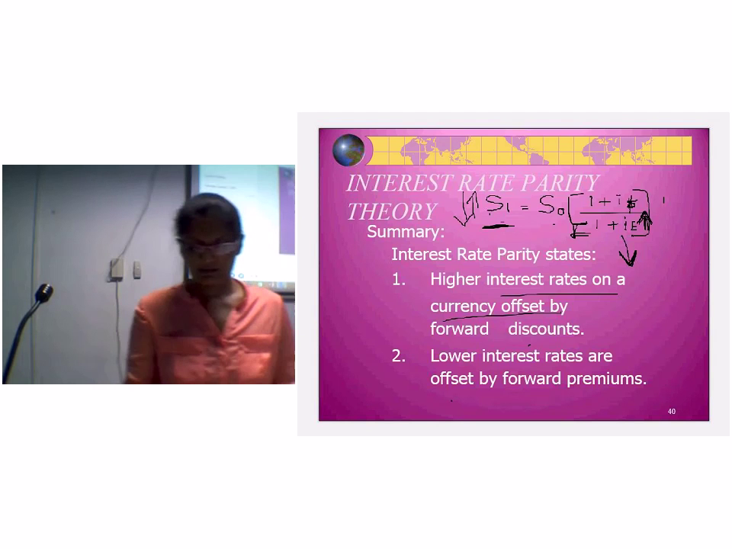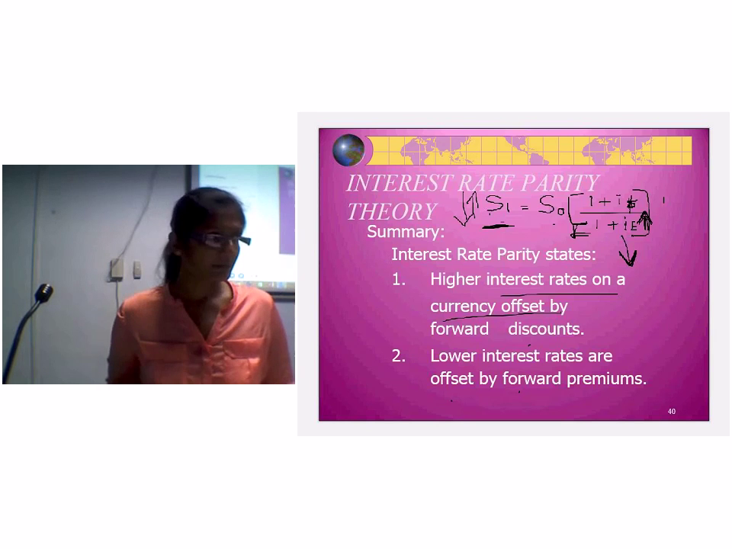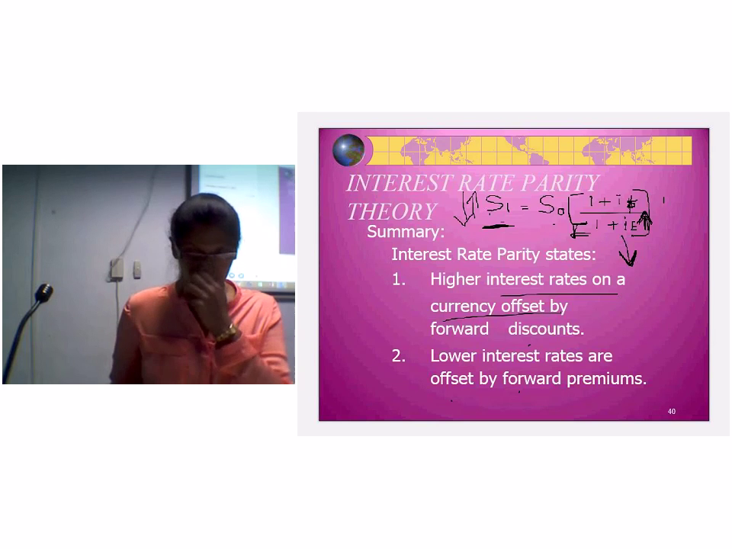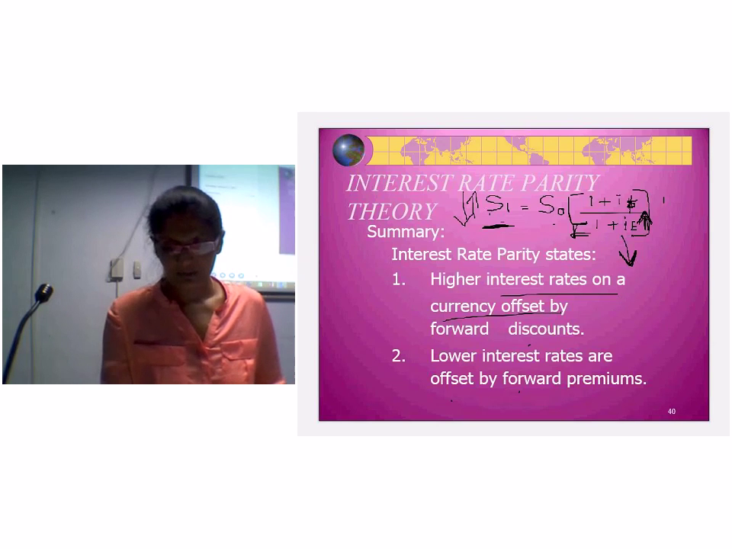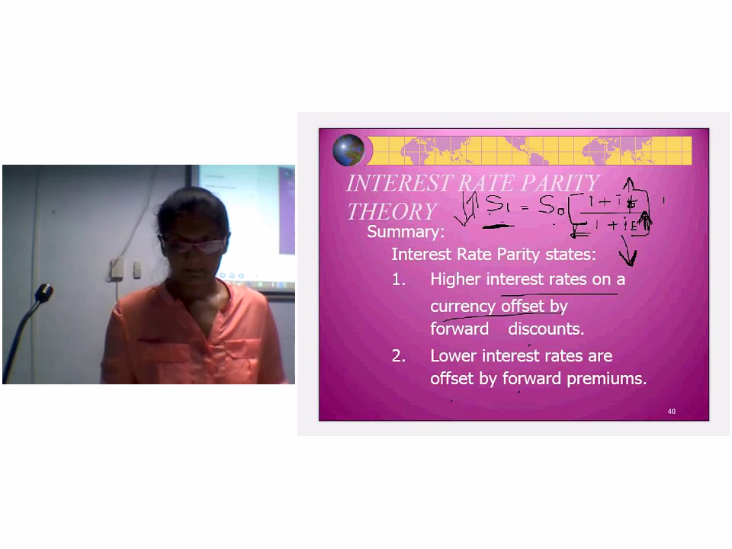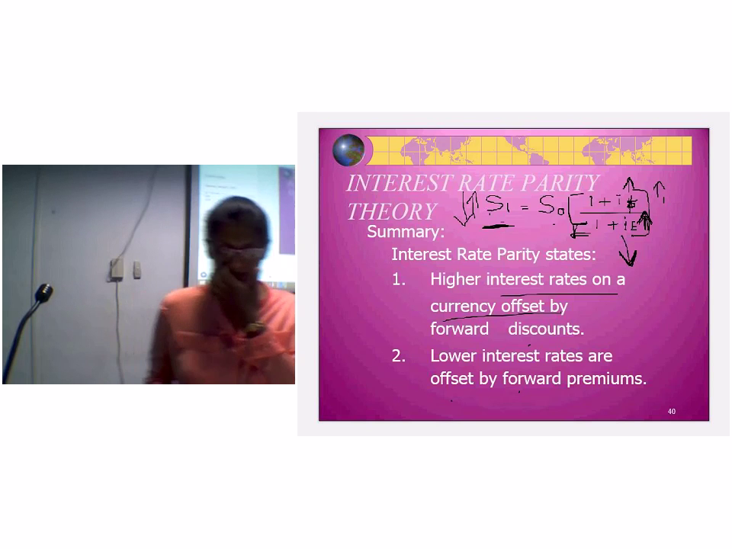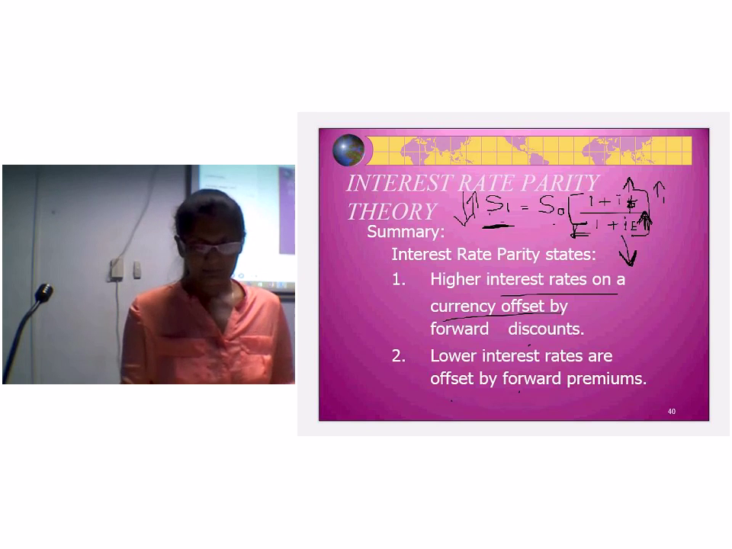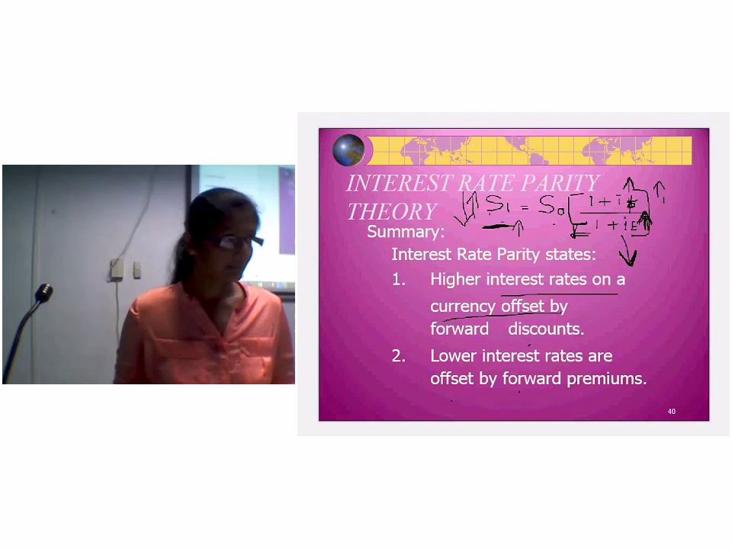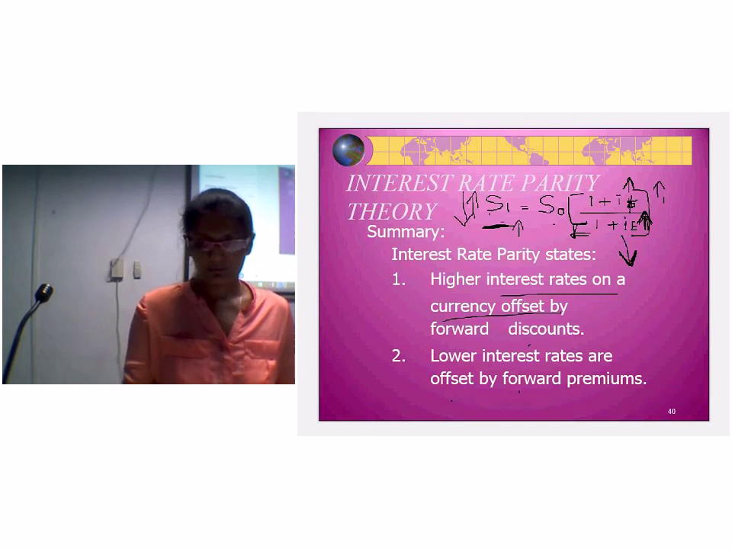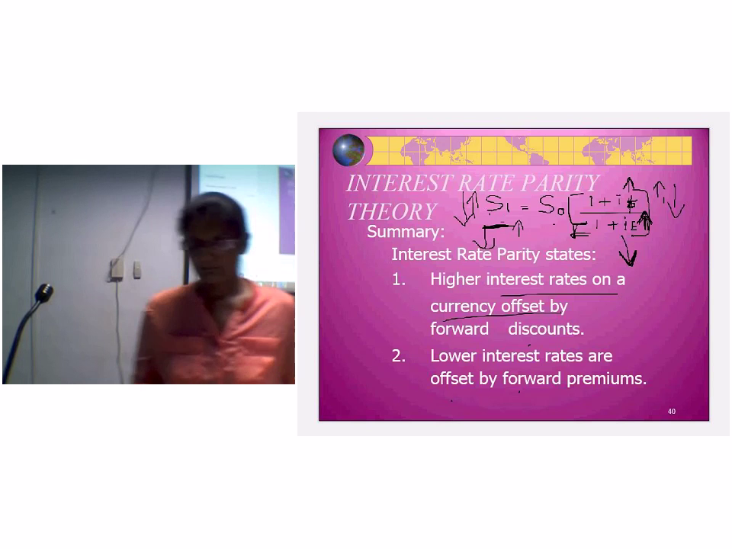Lower interest rates are offset by the forward premiums, right? So anyway, the same thing happens here. If the numerator is high, so the interest rate differential between two countries would be higher, that would lead to an increase in the forward rate, the expected future spot rate. If this is lower, that will lead to a lower S1.